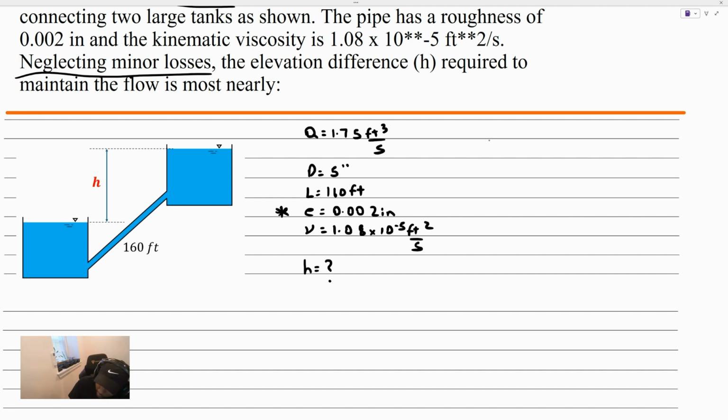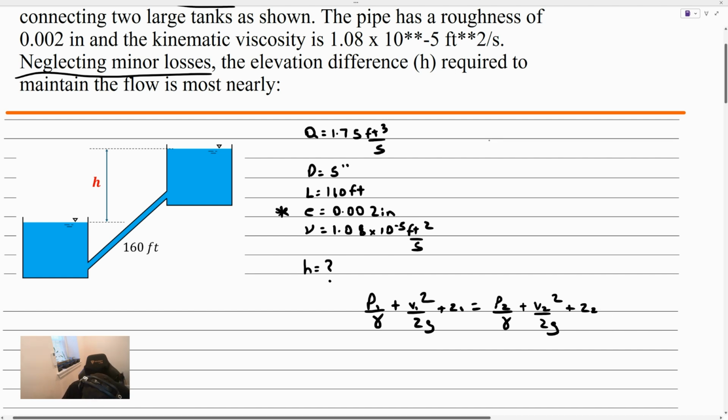And what the energy equation says is basically this equation here, P1 over gamma plus V1 squared over 2g plus Z1. The energy equation is almost exactly the same thing as Bernoulli's equation, but there's an additional term here, the head loss due to friction. Now, the head loss due to friction can be broken up into two terms. There's a major loss term, and there's also a minor loss term.